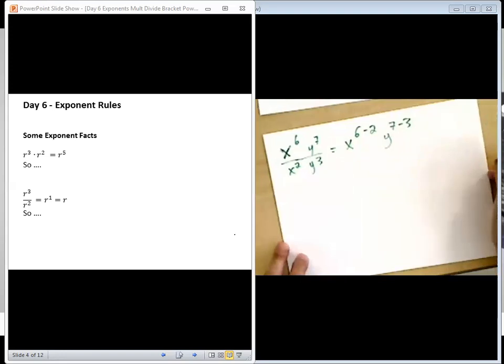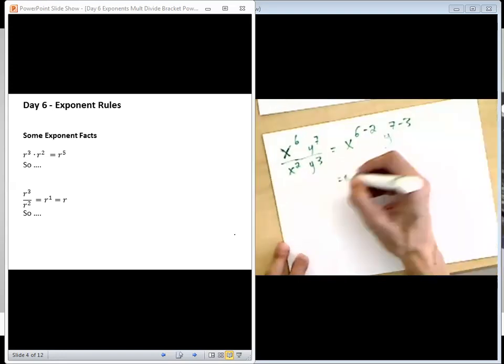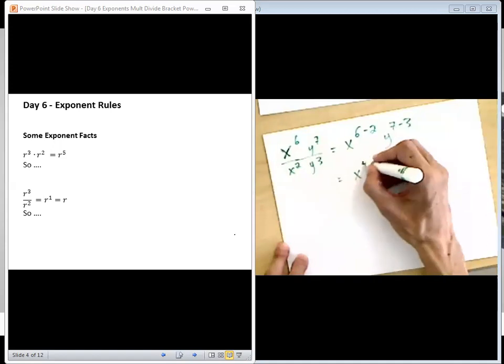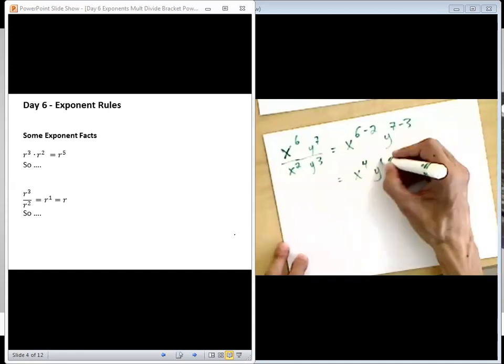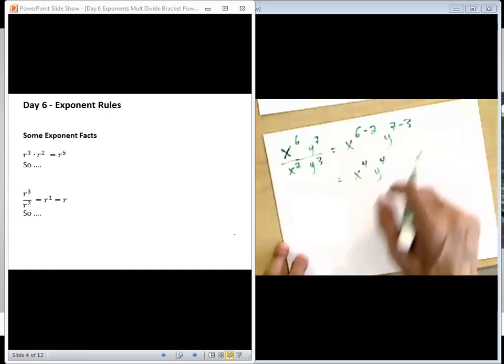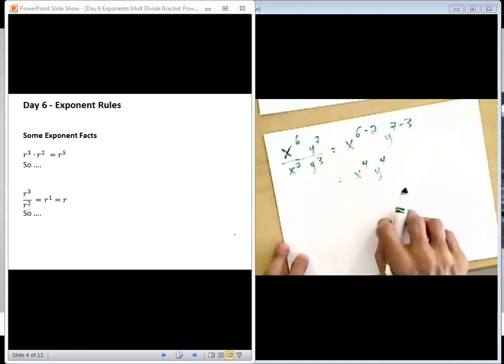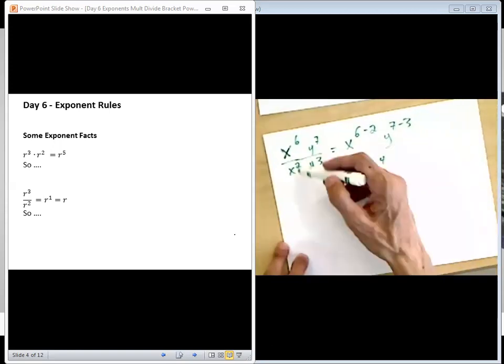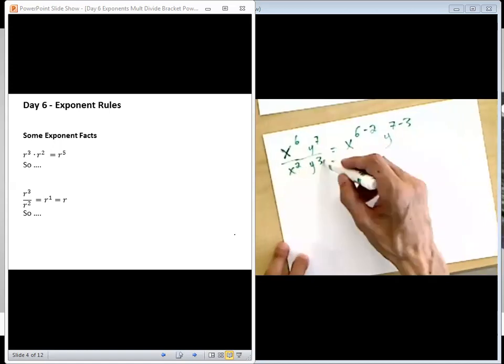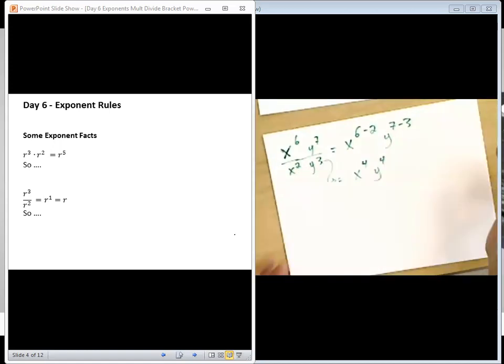If you want to look at our m and n, what do you get? x to the 4, as you said, and then y to the 4, which is definitely what you said. All right, so this is true with the rule. I'm suggesting if it's easy enough, you can just go right to that step there.